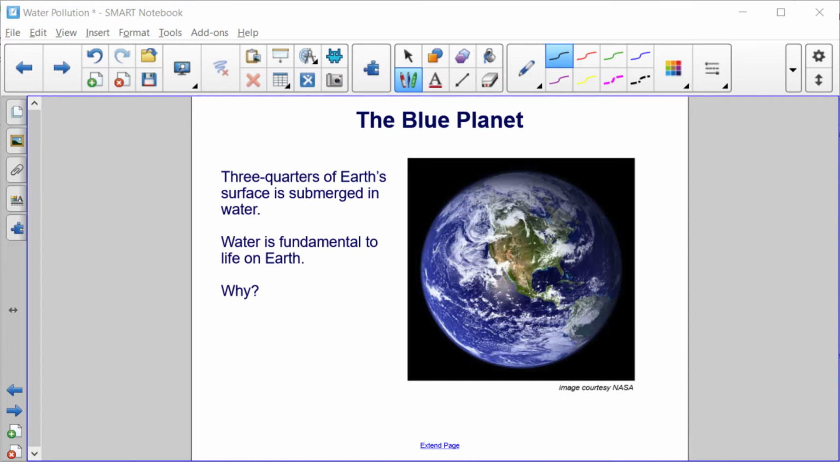The blue planet. 3/4 of Earth's surface is submerged in water. Water is fundamental to life on Earth. Why is this? We'll discuss why in the next slides. But you can see from the image at the right that the immense amount of water covering the surface of the Earth is where it gets its nickname, the blue planet, from.